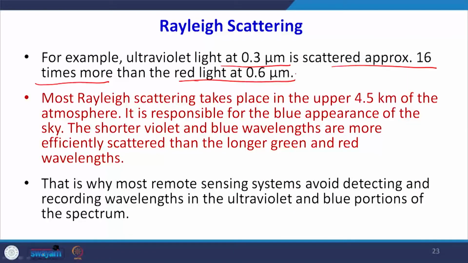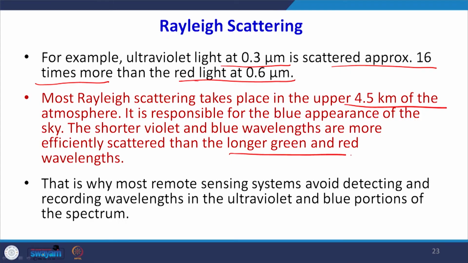Most Rayleigh scattering takes place in the upper atmosphere. The upper atmosphere is above 4.5 kilometers from the equator. It is responsible for the blue appearance of the sky because of the more and more scattering which is taking place. Violet and blue wavelengths are scattered more efficiently as compared to the green and red wavelengths, and that is why we are able to see the color of the sky.